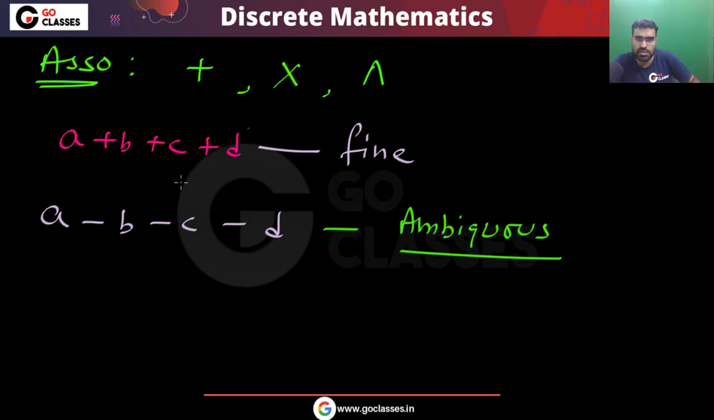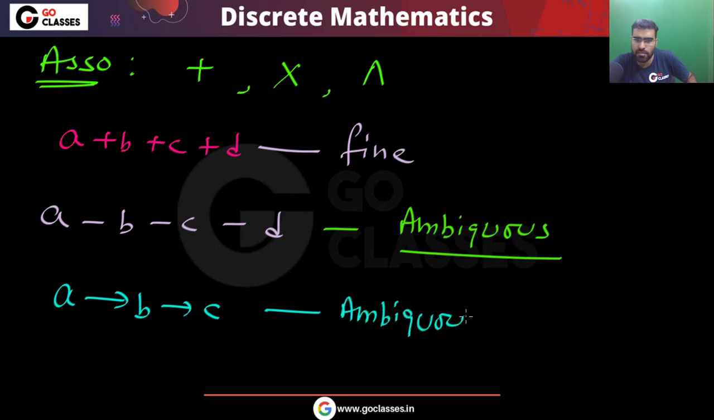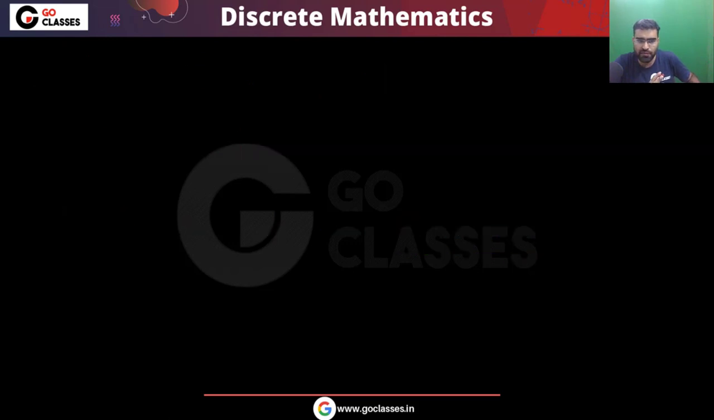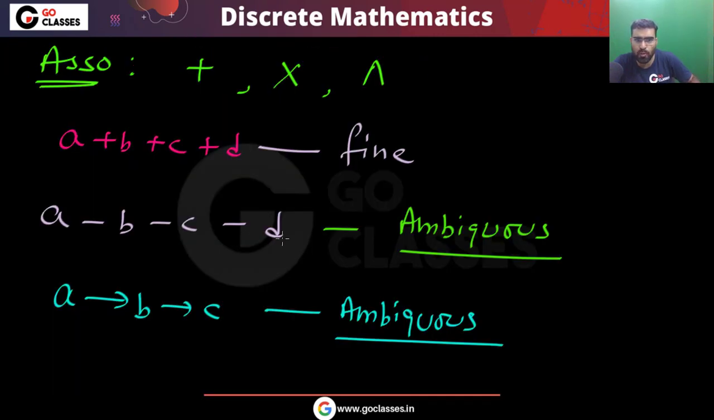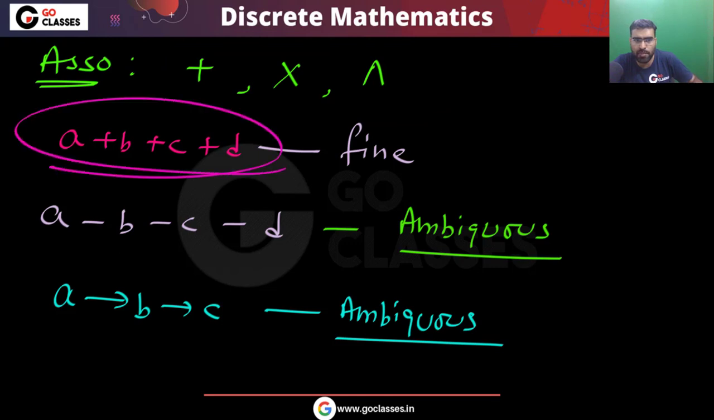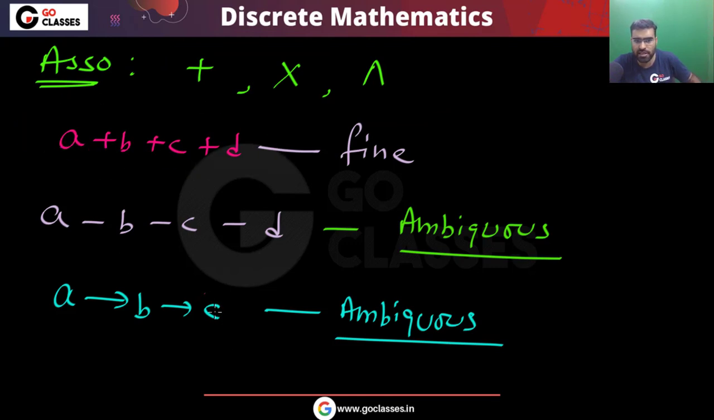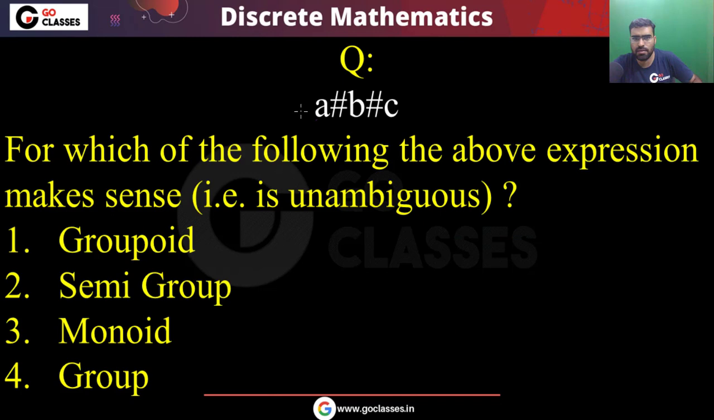Similarly, you can take many examples. For example, A implies B implies C. This expression is also ambiguous and problematic. So the one point I want to tell you is that when you have the associative property, you can remove the parentheses. If your operator has the associative property, there is no need to put parentheses. Very simple. Let's solve this question.